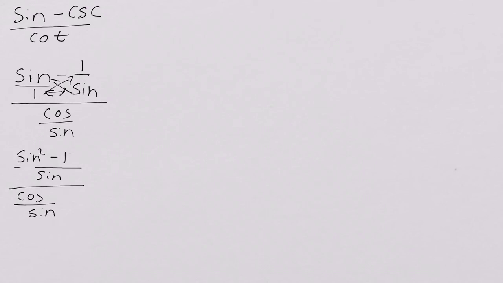I know it looks ugly, but it's really not that bad. Now, this part right here, if you look at your Pythagorean identity sheet, you'll see that we have negative cosine squared equals sine squared minus 1. So we actually replace it. When we replace it, we're going to get negative cosine squared over sine, over cosine over sine.